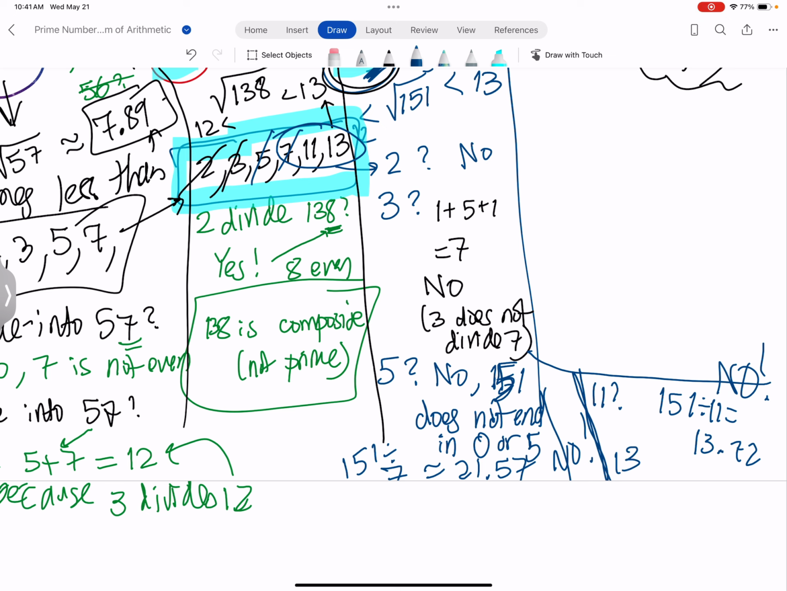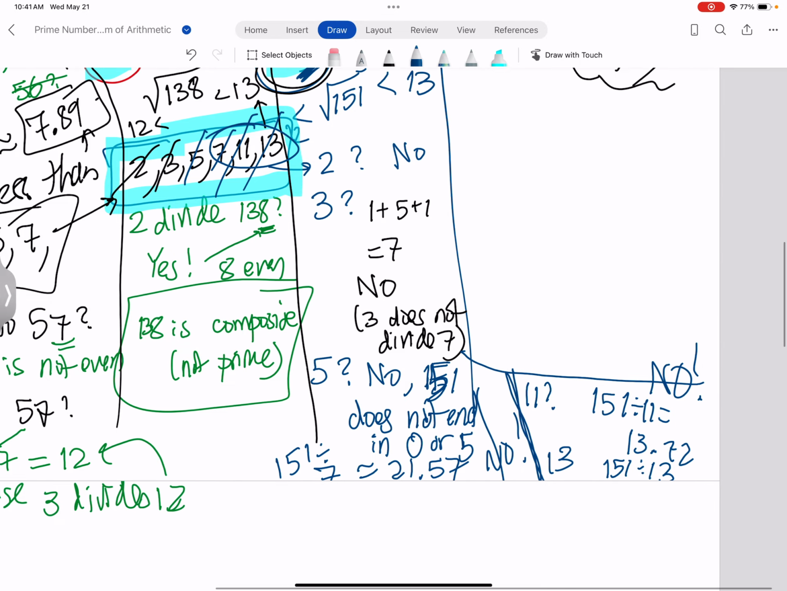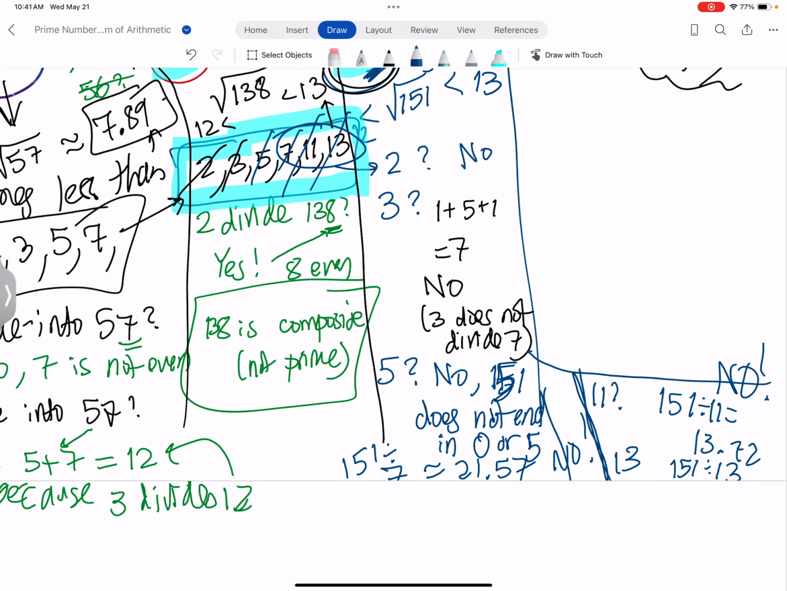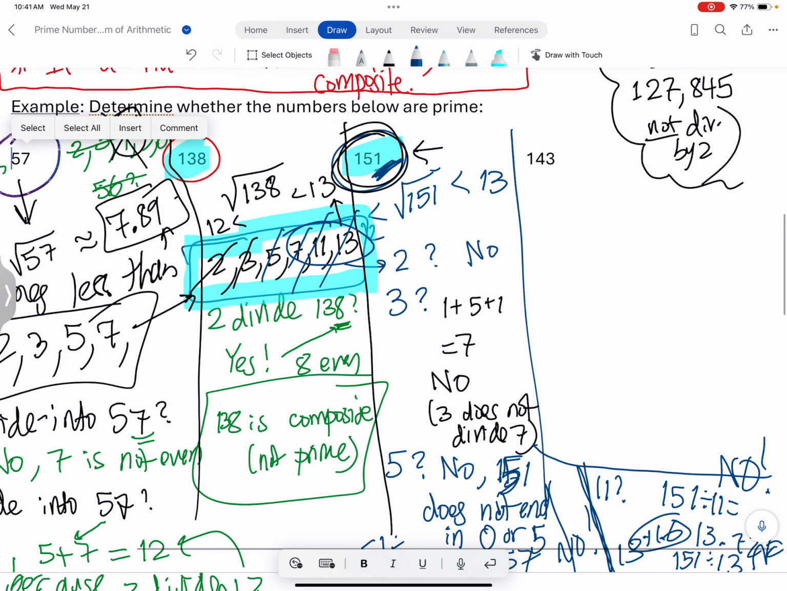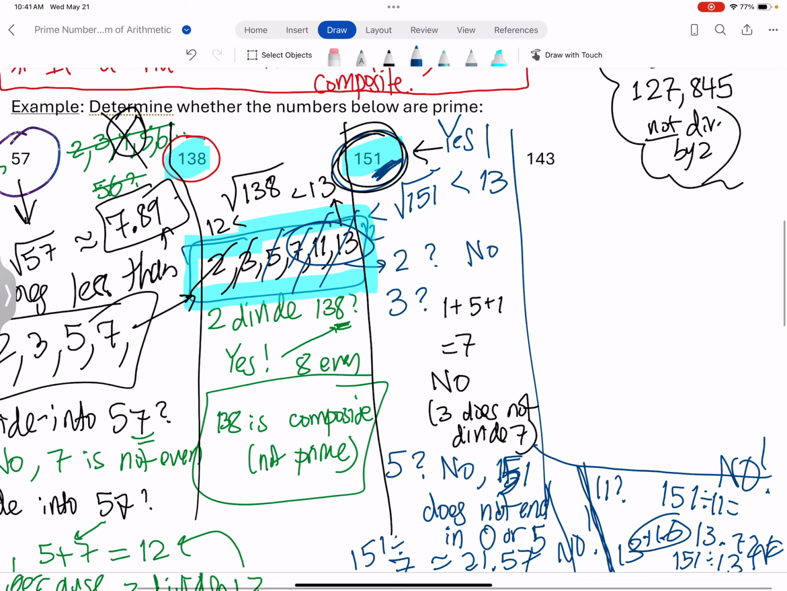Last one. We said the last one on the list I have to test is 13. Is 151 divisible by 13? If it's a no, that means 151 must be prime. If it's a yes, then 151 is composite. Nope, it's another decimal. It's like 11.6 something. So I guess this guy is prime. Yes, prime. Because the first two were composite, huh? Yep. Okay.